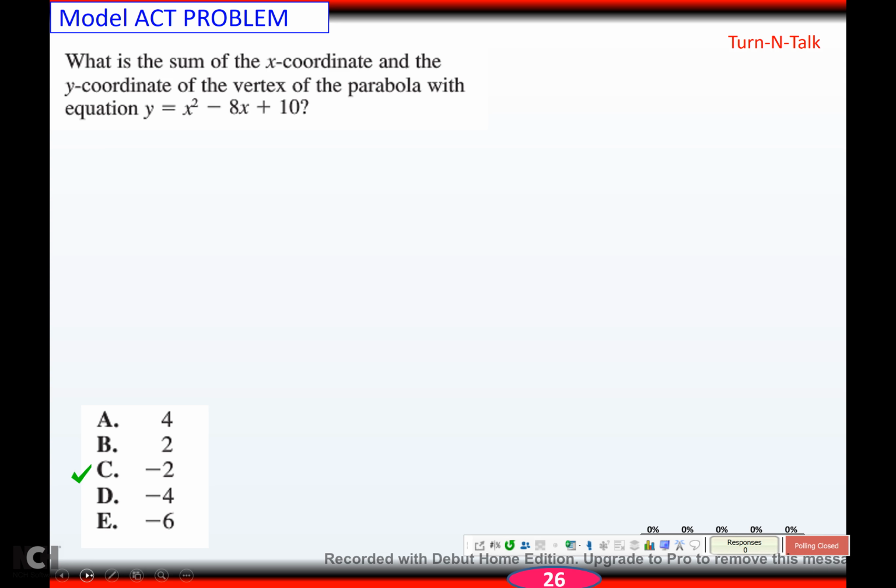Hopefully you got C. What is the sum of the x-coordinate and y-coordinate of the vertex of the parabola with this equation? Well, first of all, I've got to get my vertex. There's lots of ways you could do this. They want you to complete the square.